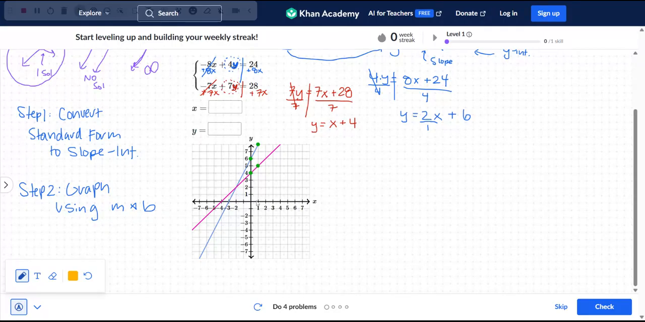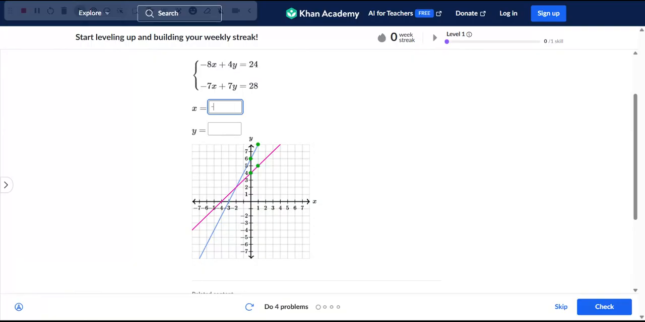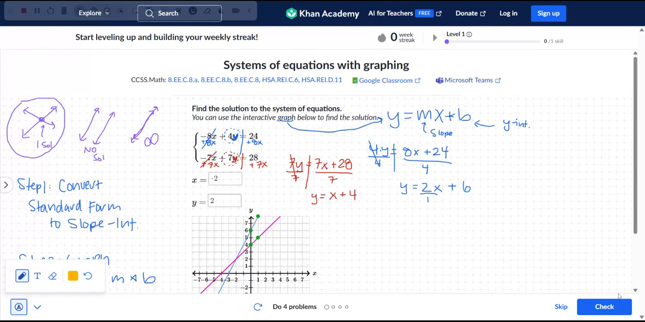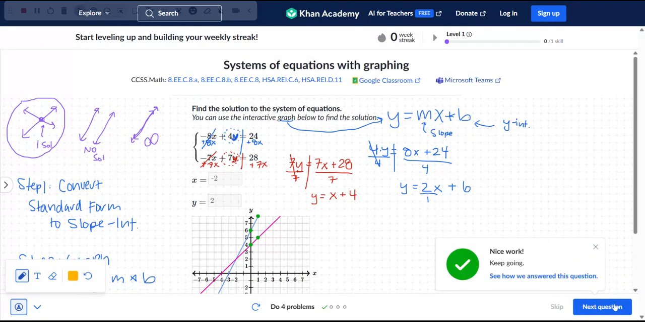This would be at -2 for x. So always start with x first. So left or right. -2 and then up 2. So -2, +2. Double check. x is -2. Yep. y is +2. And here we go. Yay!